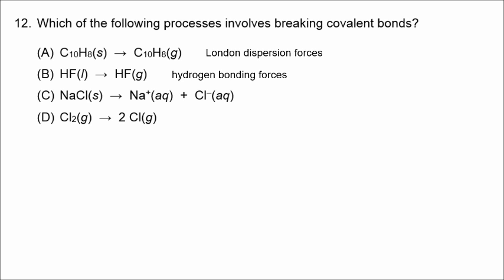In letter C, dissolving sodium chloride in water, you'd be forming ion-dipole forces, and the only thing you're breaking would be ionic bonds between the sodium and the chloride. So the correct answer would be D. For a chlorine molecule to be broken up into two atoms of chlorine, you would have to break the covalent bond within a chlorine molecule.